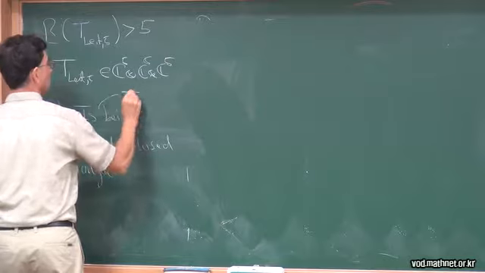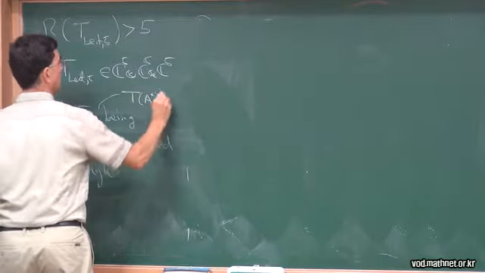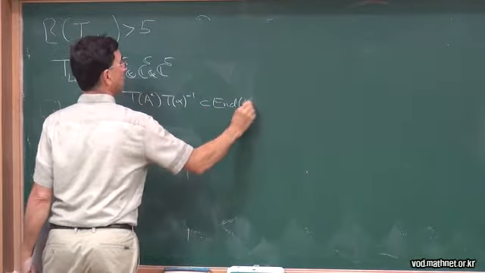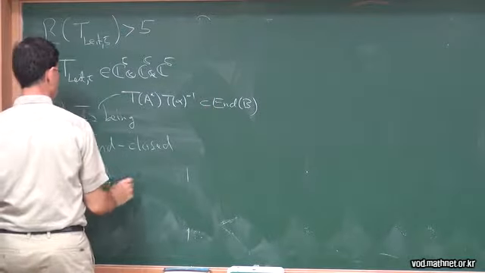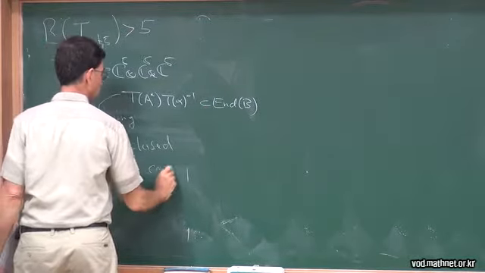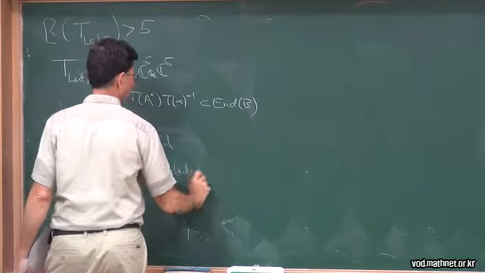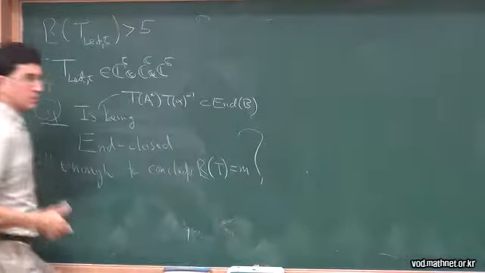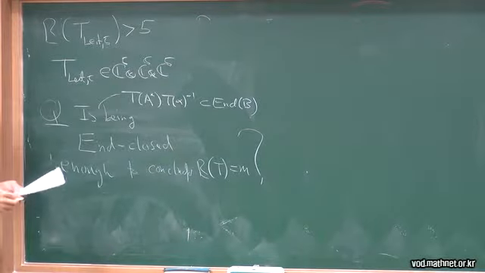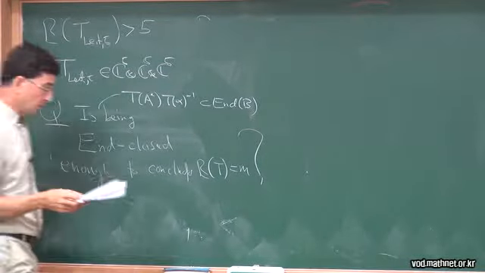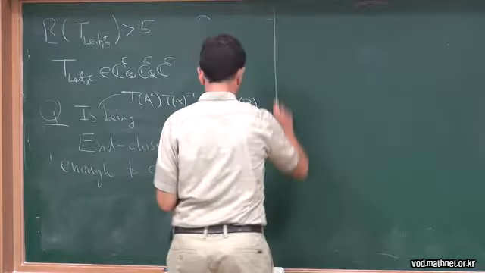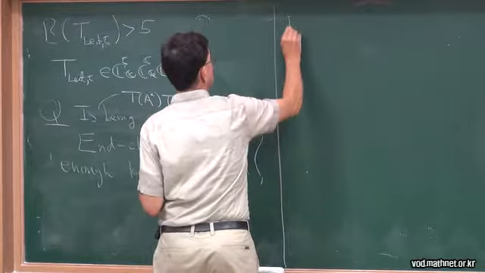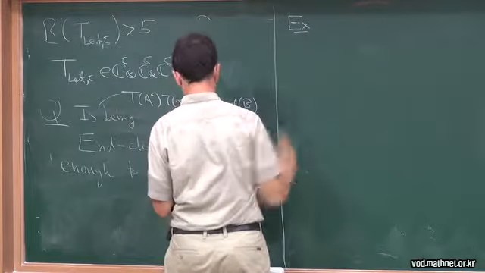Let's write it more carefully. Is T(A*), T(α inverse) in B, being end closed enough to conclude that the border rank of T is equal to M? So we found a further condition. We ask, is this further condition enough? Well, here's an example.